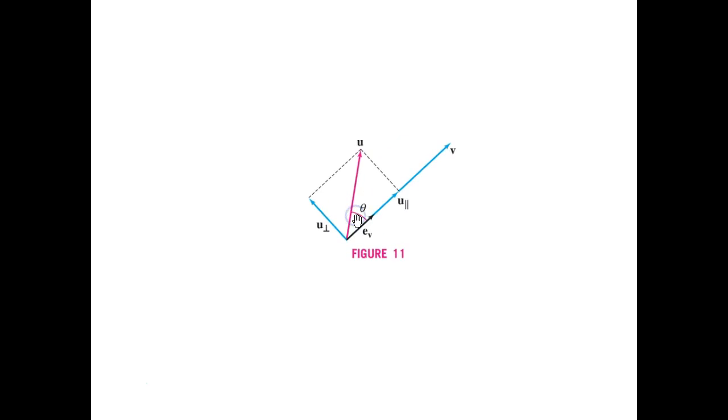This is basically your definition for components of a vector u in the direction of v and perpendicular to v. And the one parallel to v is the unit vector along v times whatever that magnitude is.